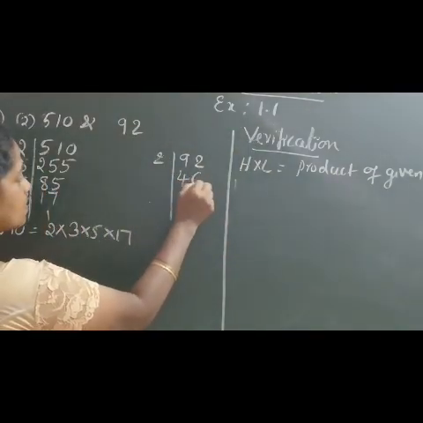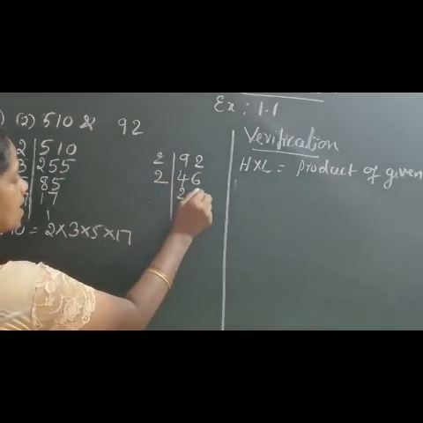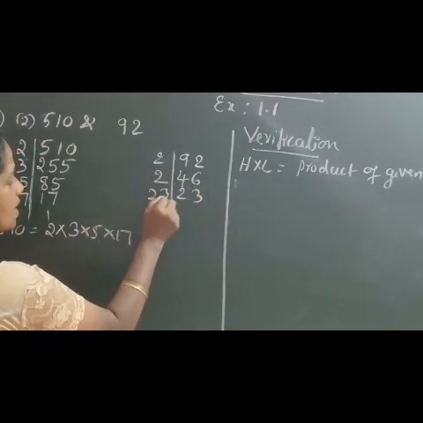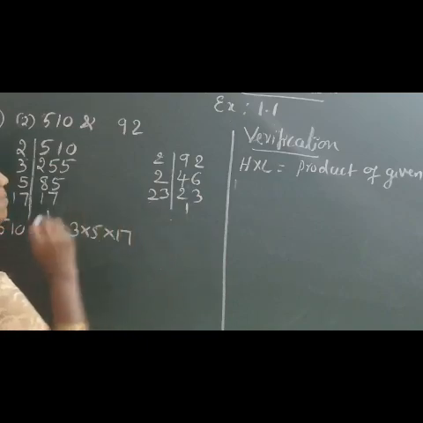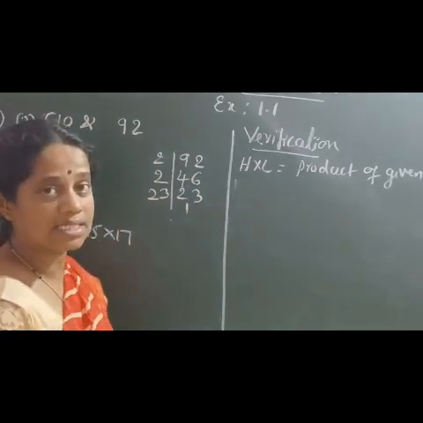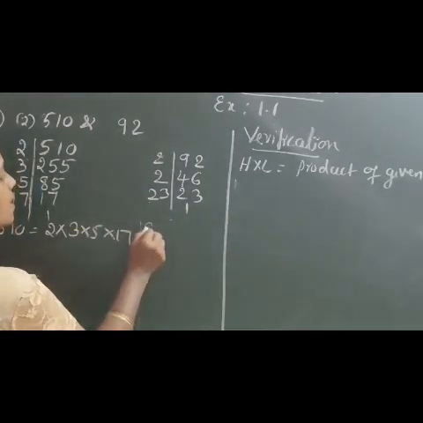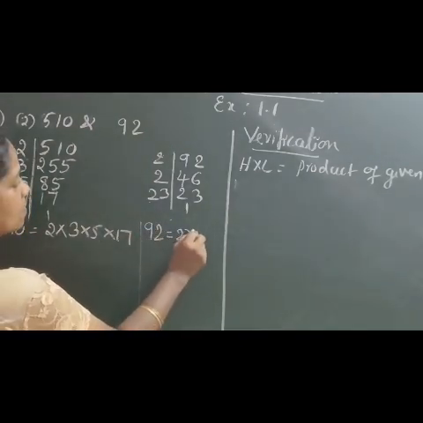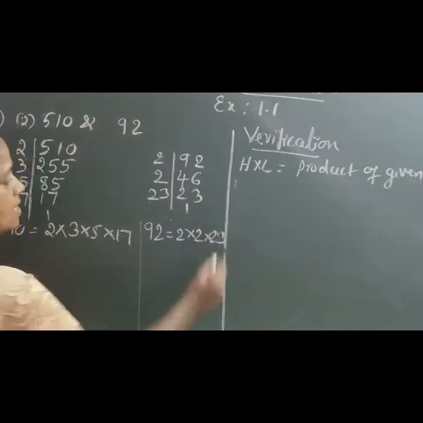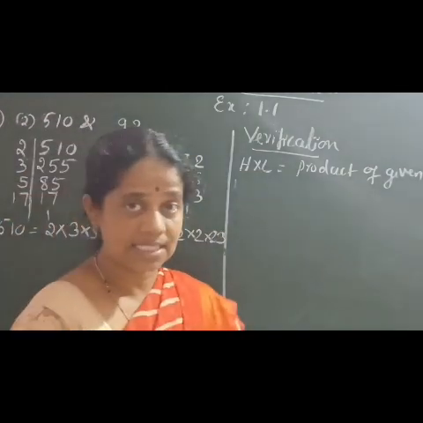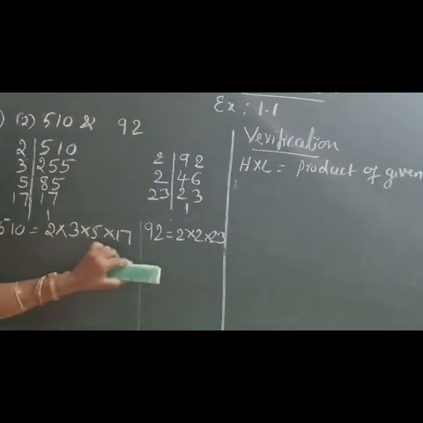2 4s are 8, 2 6s are 12, 2 2s are 4, and 2 3s are 6, 23 1s are 23. 23 is a prime number here, so 23 is divisible by itself only. Then the factors: here I make the column, 92 is equal to 2 into 2 into 23. So it is so simple to find the HCF of the given numbers. So what is the HCF here?